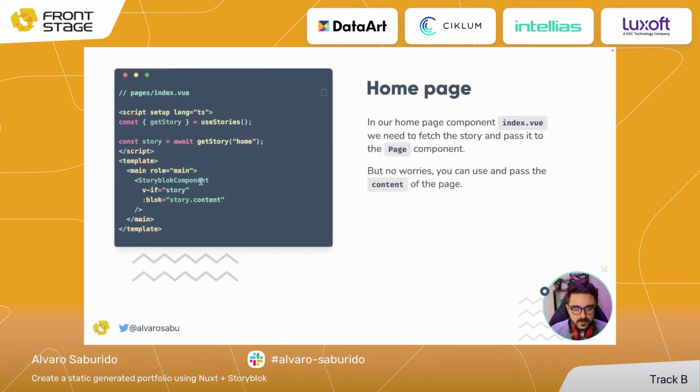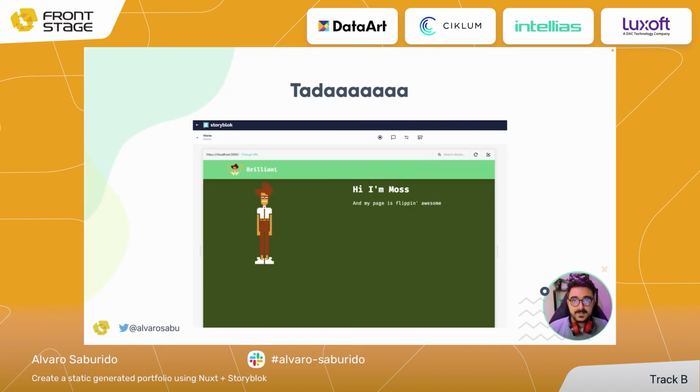That's why we have a Storyblok component here, because we are gonna pass story.content, which contains the page, and then the page is gonna be able to render all the blocks inside. Ta-da! And we have our hero component just rendered on the home page.